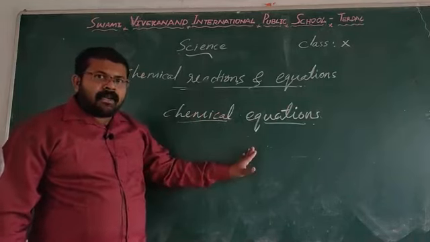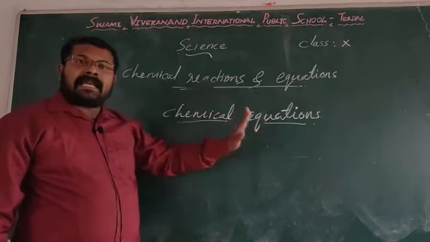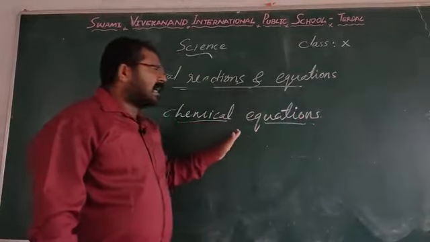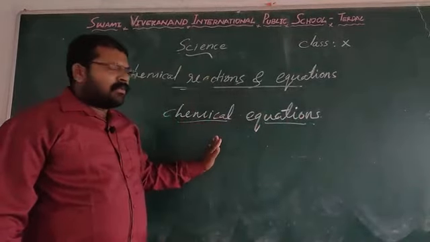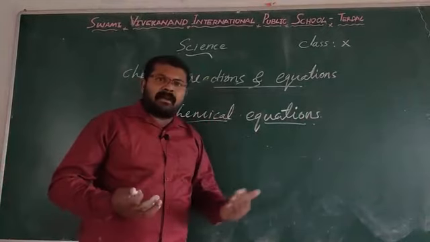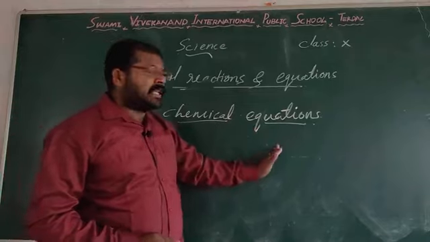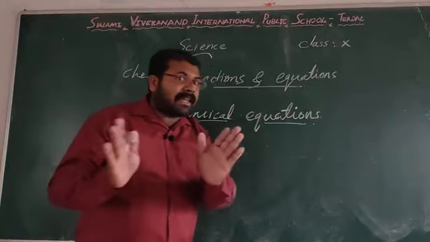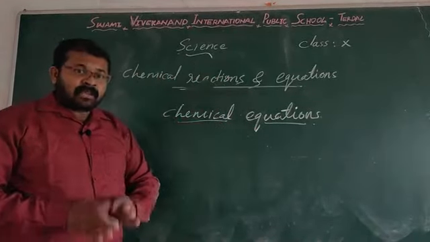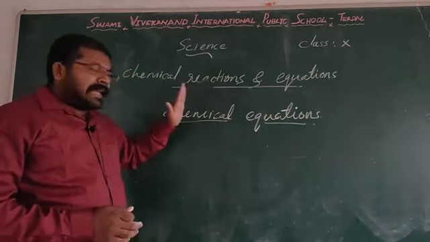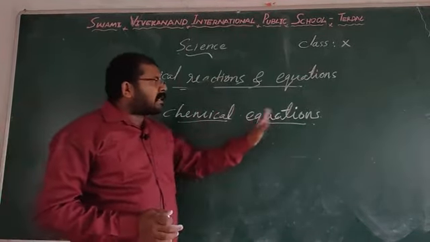A simplified way of representing a chemical reaction is called a chemical equation. For example, the first example: magnesium reacts with oxygen to form magnesium oxide. This is the chemical reaction. The same chemical reactions we can represent by chemical equations.